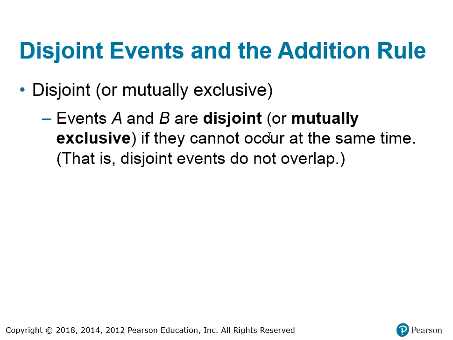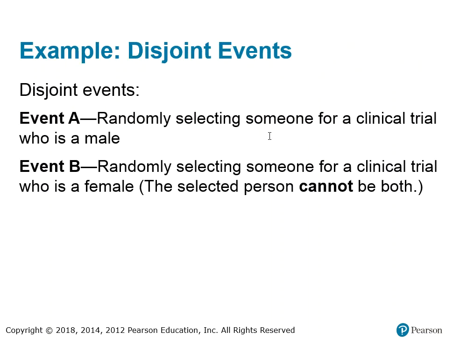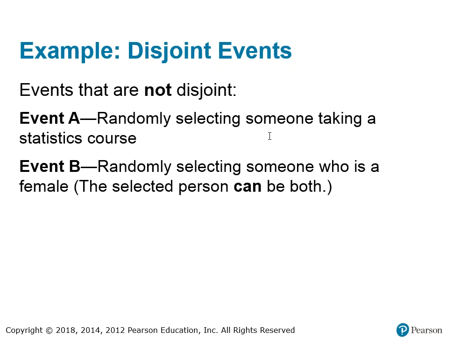Another term that we need to know is disjoint or mutually exclusive, and in this case we have to make sure that they can't both occur at the same time. Here are some examples. If we go to a clinic and we randomly choose somebody out of the clinic, event A is that that person is a male. Event B is that that person is a female. You can't pick a person who's both a male and a female, so they are disjoint events. Not disjoint is when they can both occur at the same time: choosing somebody who's in a stats class, choosing somebody who's a female. Well, you can be a female in a stats class, so these are not disjoint events.